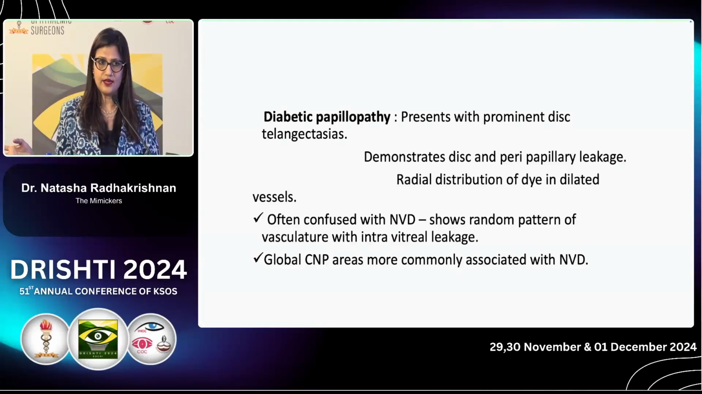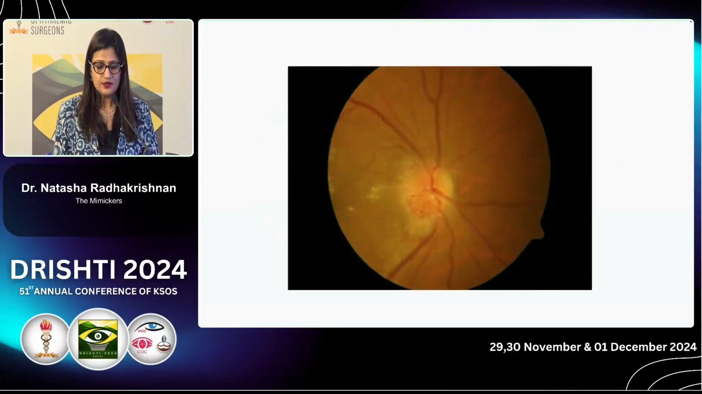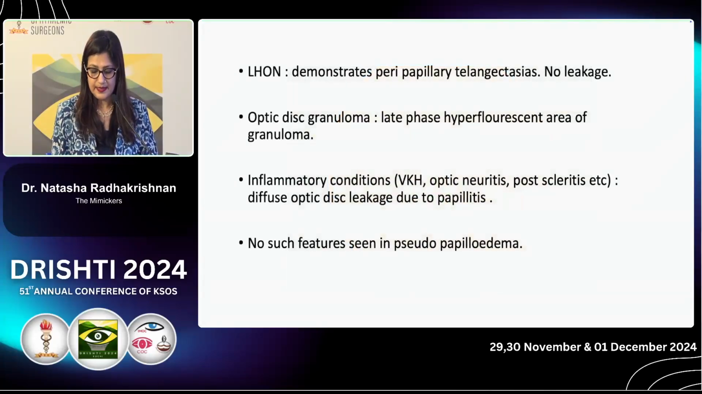If the macula is not affected, there will be no decrease in vision. And how will you differentiate it from NVD? Look for global ischemia in the FFA. If it is just diabetic papillopathy, there will be disc leakage, but the CNP areas will not be too much. If you get a lot of CNP areas along with disc leakage, even if you think it is diabetic papillopathy, better to treat it as an NVD. So this is how the telangiectatic vessels look in a diabetic papillopathy.